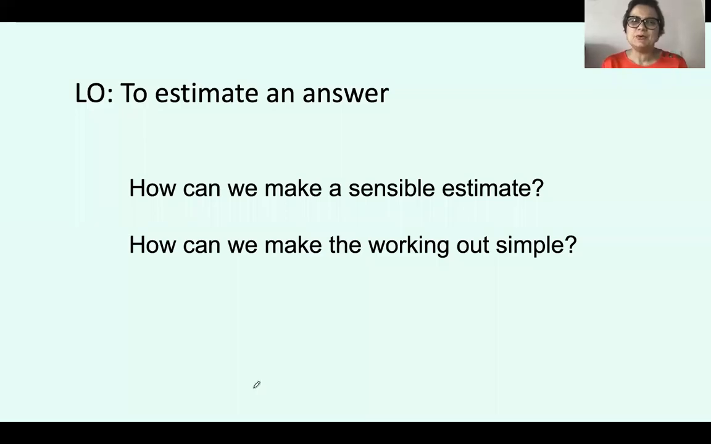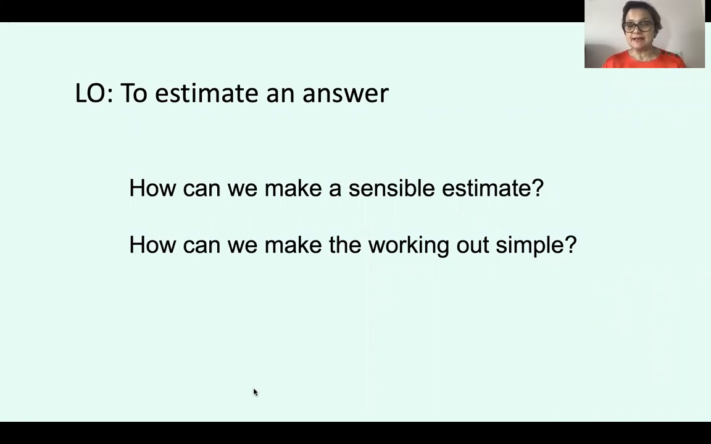Hello, today we are going to learn how to estimate an answer or calculation without needing to use long division or long multiplication or even a calculator. So with the estimation, there are no rules. The question doesn't say, for example, estimate but round one number or the other to the nearest multiple of 10 or to the nearest first decimal point or a second decimal point, and so on.